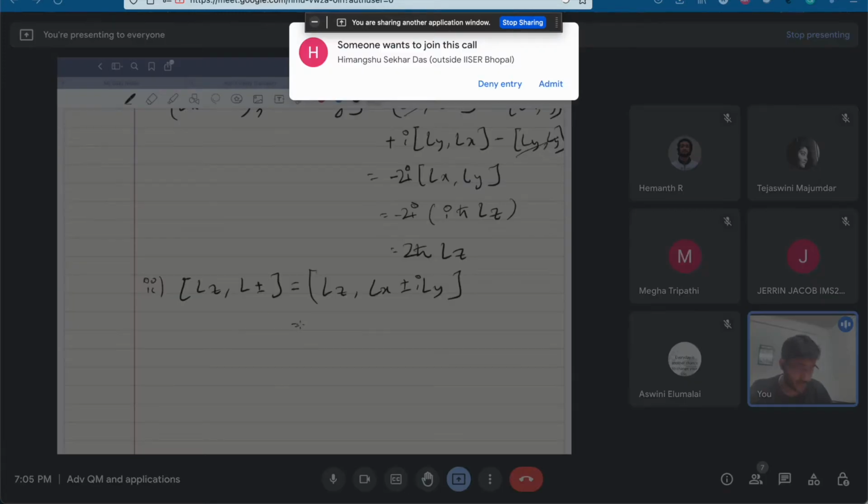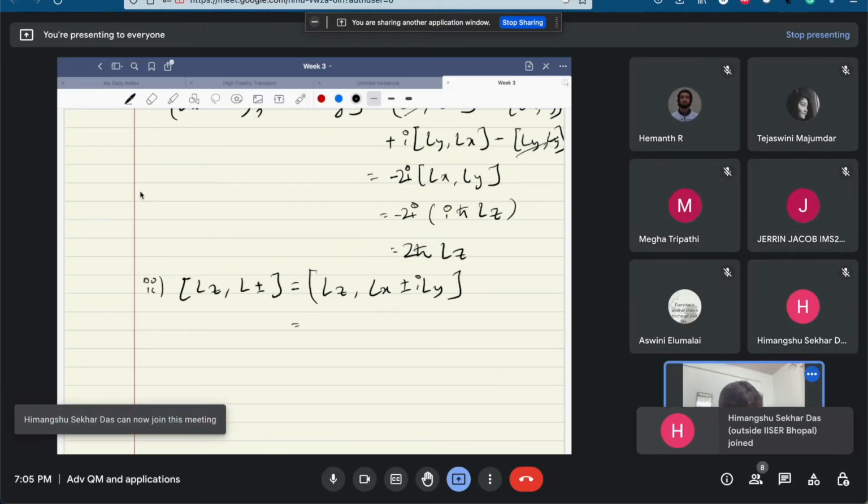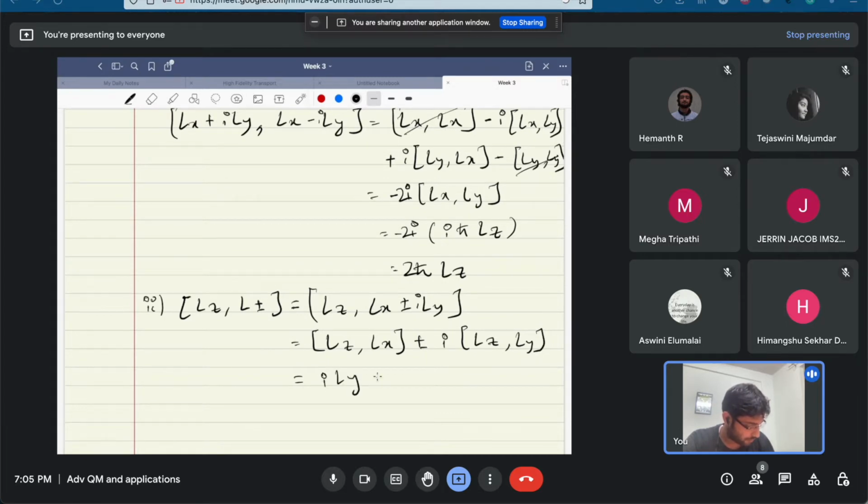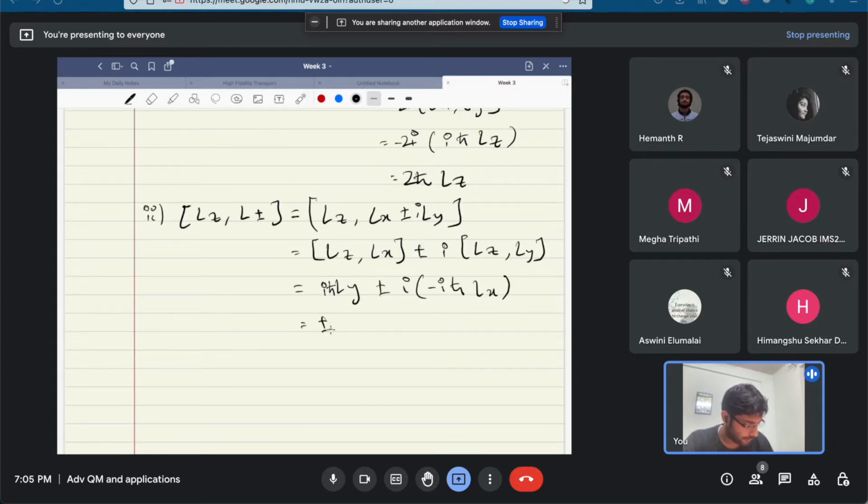So here we are again going to use the same properties. So Lz, Lx will be i H bar Ly, and plus minus i H bar, this will be minus i H bar Lx. So taking the plus minus common, we have i H bar. We get Lx plus minus i Ly. So this is essentially your L plus minus, right?